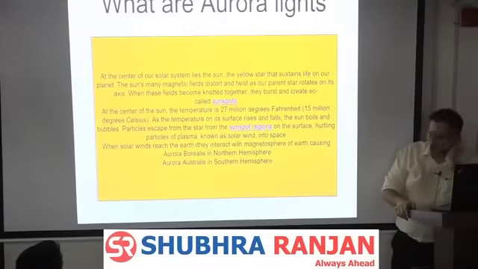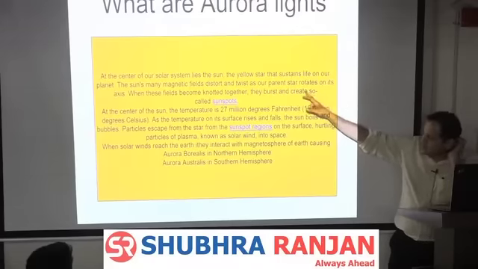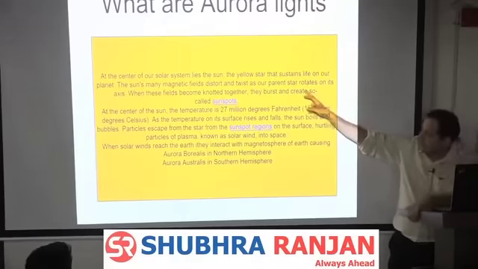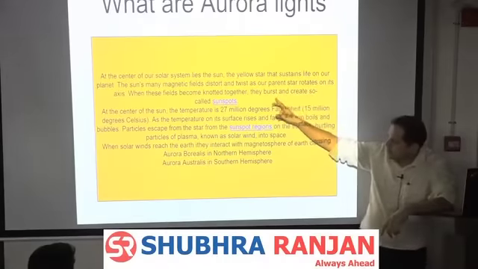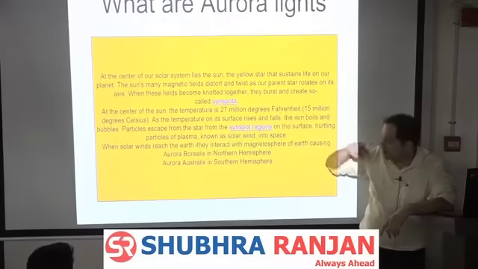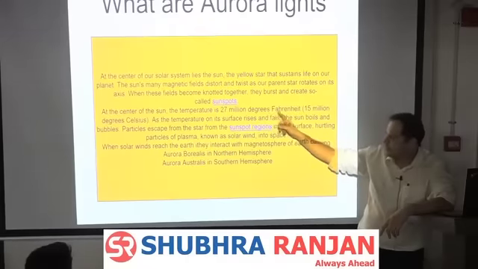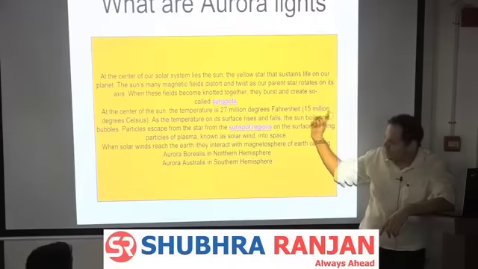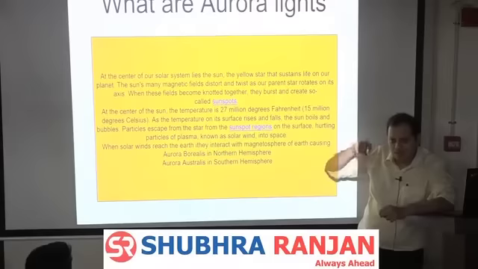At the center of our solar system, the yellow star that sustains the life. The Sun's many magnetic fields distort and twist our parent star, which rotates on its axis. When these fields become knotted together, they burst and create sunspots. So we'll do what is the sunspot cycle. At the center of the Sun, the temperature is 27 million degrees Fahrenheit. That is, 15 million degrees Celsius. So this is what is the sunspot. Sunspot, I will explain to you what it is.